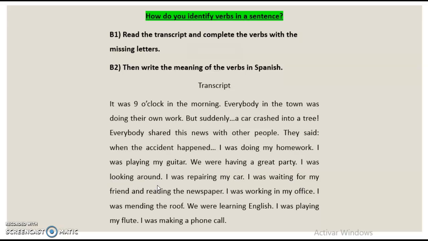I was looking around. I was repairing my car. I was waiting for my friend and reading the newspaper. I was working in my office. I was mending the roof. We were learning English. I was playing my flute. I was making a phone call."